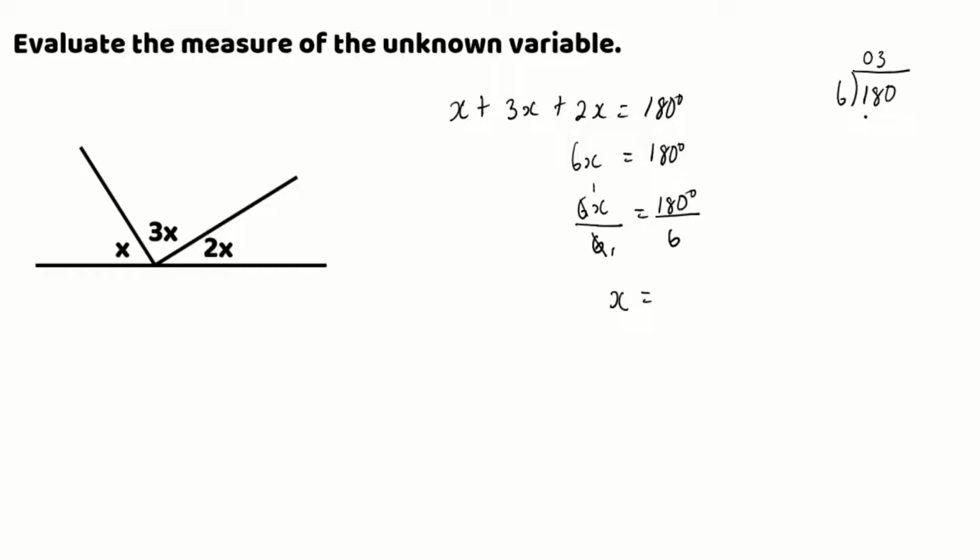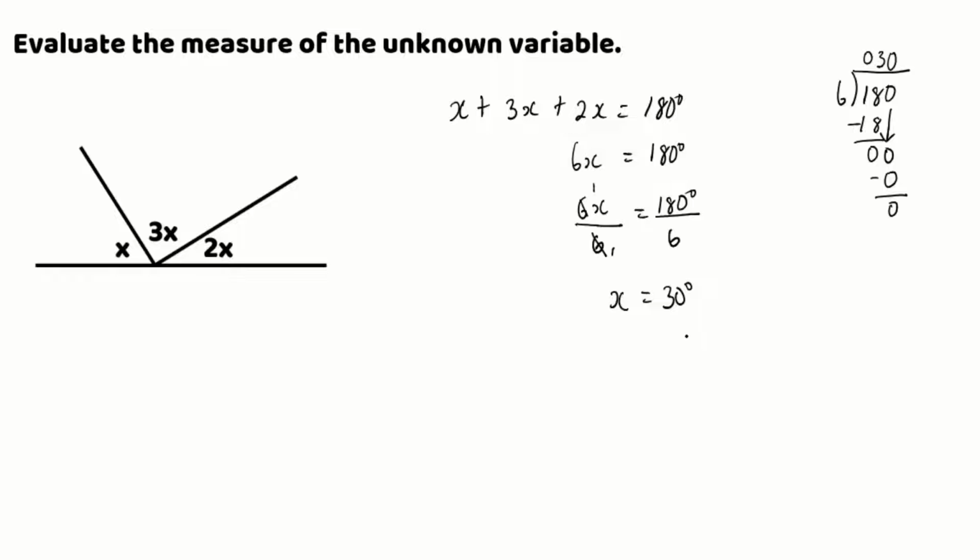3 times 6 is 18. 18 subtract 18 is 0. I'm still going to bring down the 0. 6 divides into 0 0 times. 0 times 6 is 0. And 0 subtract 0 will give us 0. So we found that our angle x is equal to 30 degrees.